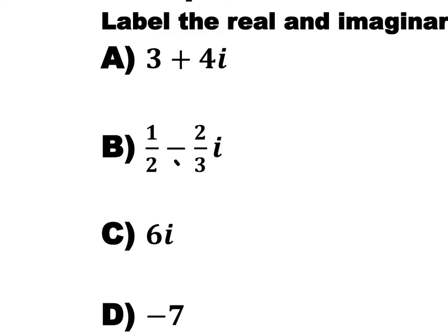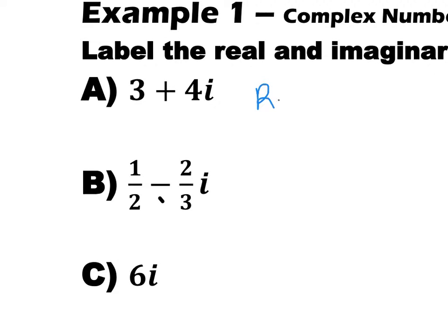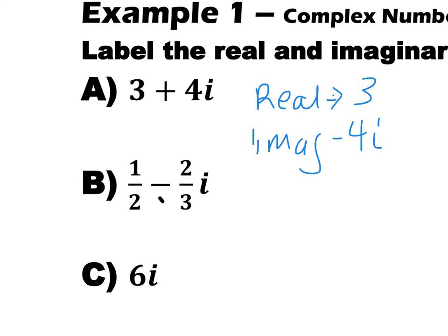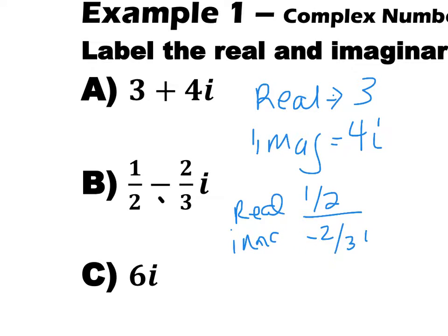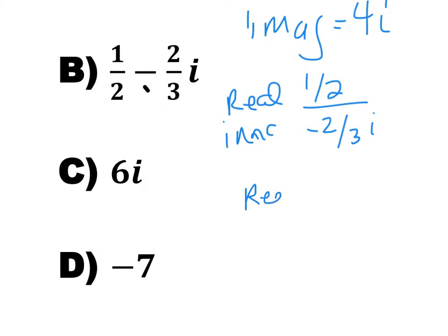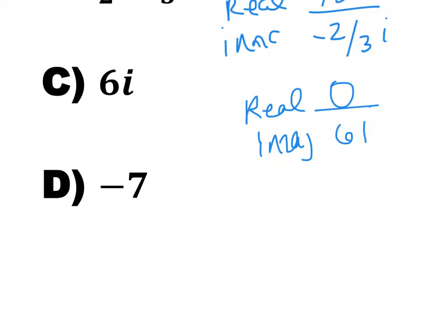What is the real part of A? 3. Okay, so real is 3. What's the imaginary part? 4. 4 what? 4i. Okay. What's the real part here? 1/2. What's the imaginary part? -2/3 i. Good. What's the real part here? What is it? 0. Good. What's the imaginary part? 6i. Good.